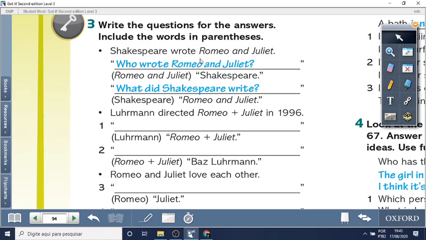So, Shakespeare wrote Romeo and Juliet. Who wrote Romeo and Juliet? Shakespeare. Romeo and Juliet. What did Shakespeare write? He wrote Romeo and Juliet.